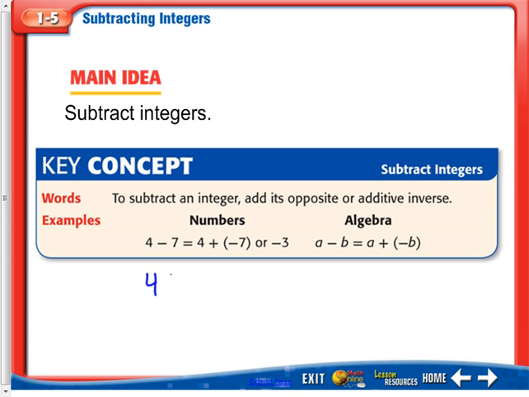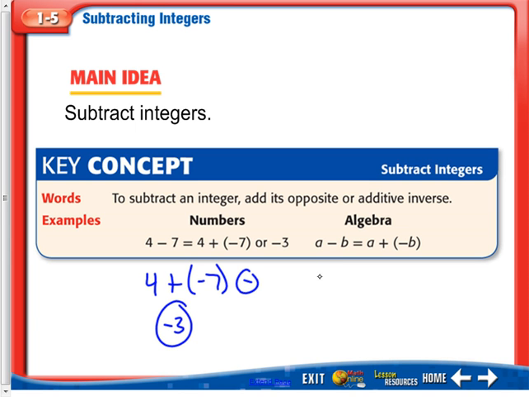Notice how when they wrote it as addition, they put the negative inside parentheses because we don't ever like to put two symbols right next to each other, so we put it inside of parentheses. And then from here, we can say, okay, the negative has a greater absolute value, so the answer will be negative. I have $4 and I owe $7, so I'm going to owe $3 left over.